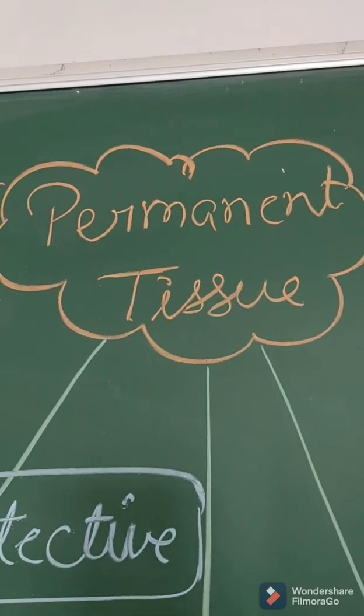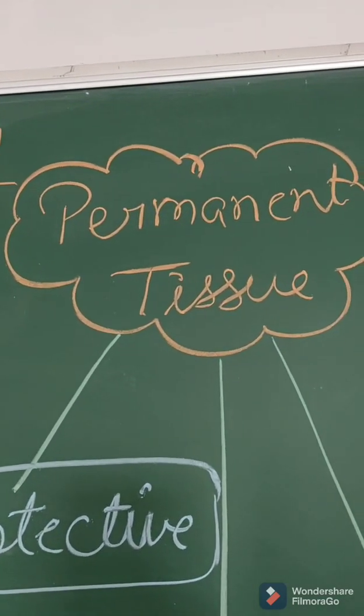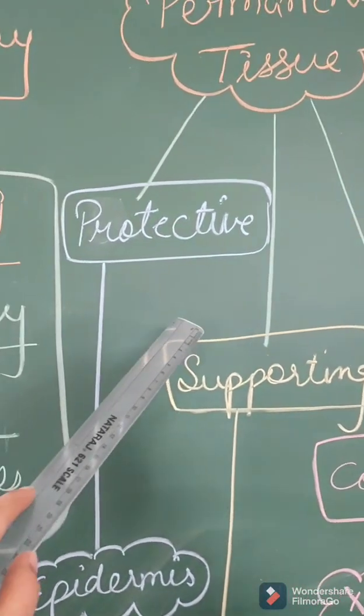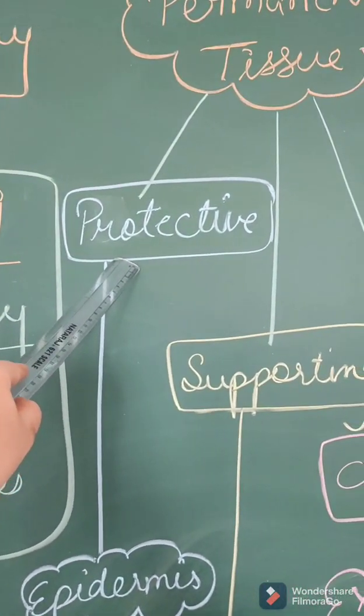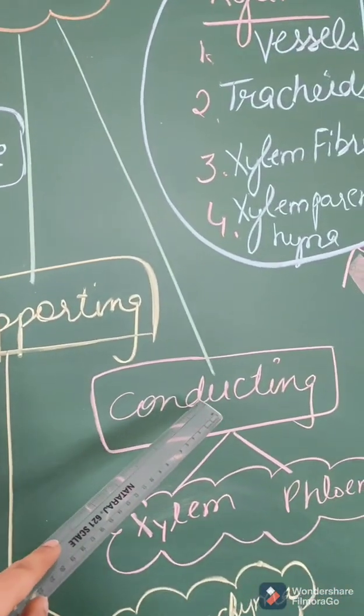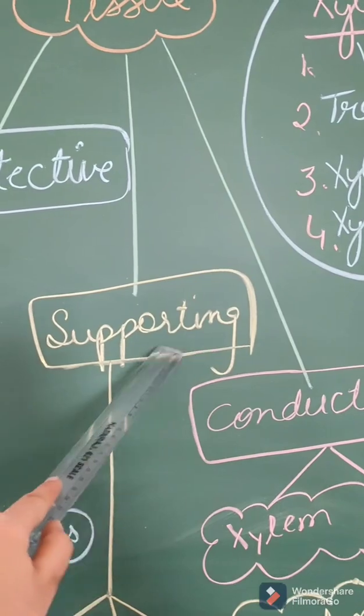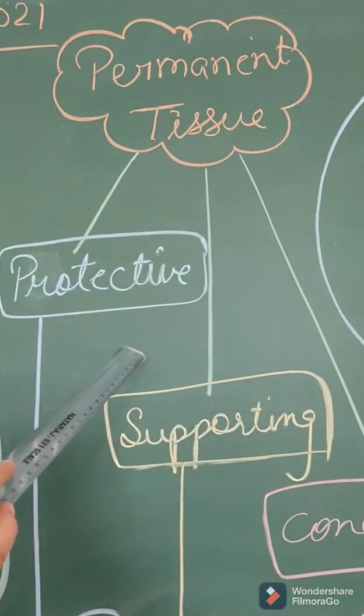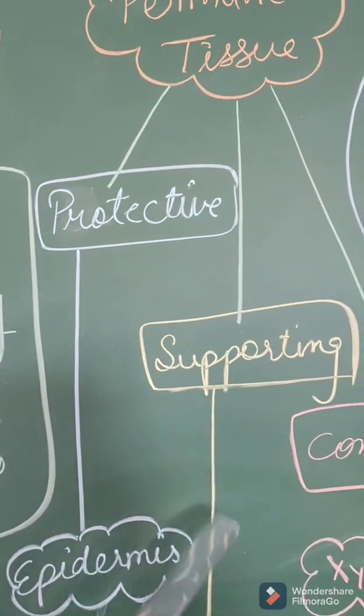So here on the screen you can see permanent tissue is mentioned. It has three types: first, protective tissue; second, supporting tissue; and third, conducting tissue. So these are the three different types of permanent tissue. Let's see their division. Okay?